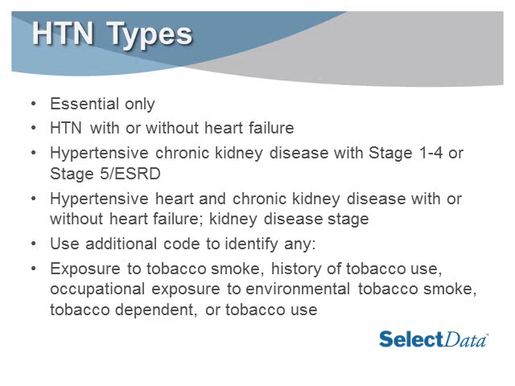We have hypertensive chronic kidney disease with CKD stages 1 through 4, or stage 5 and end-stage renal disease. And for patients who have both hypertensive heart and chronic kidney disease with or without heart failure, we will add and identify the kidney disease stage. As with a lot of diagnoses in ICD-10, you must now use an additional code to identify any exposure to tobacco smoke, a history of tobacco use, or occupational exposure to environmental tobacco smoke, whether the patient has tobacco dependence or does tobacco use.